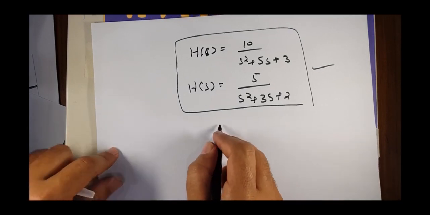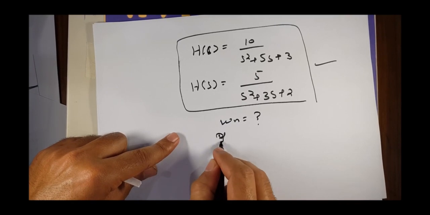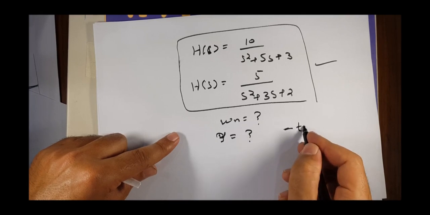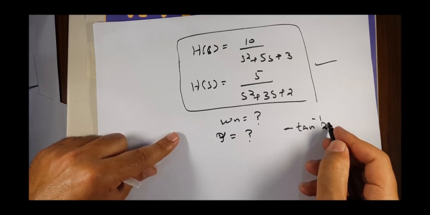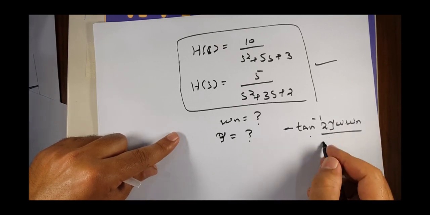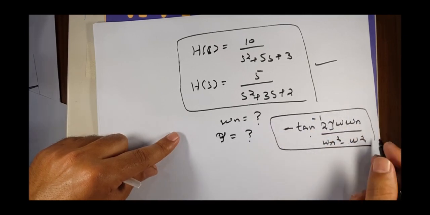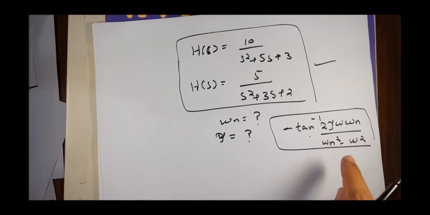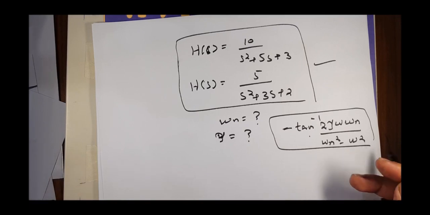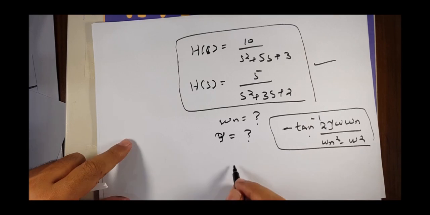Remember that you just need to find the value of omega n and zeta, and then use this equation: tan inverse of 2 zeta omega n omega over omega n squared minus omega squared. Just find these values, put them here, and you will find your phase equation in terms of omega. Then you give different values to omega and simply plot your phase.